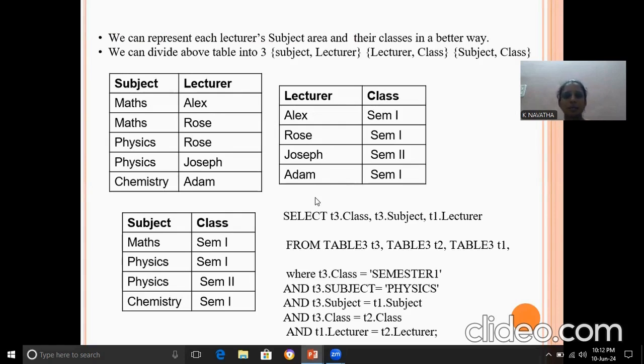We are taking T3 class, T3 subject, select T3.class, T3.subject, T1 as lecturer. Now from tables T3, T2, T1, where semester 1 and T3 subject equal to physics and T3 subject equal to T1.subject. This is how we can reduce it and get the data from joining. So here are the three tables we can decompose from this subject and rejoin with this query without losing the data and without new records.